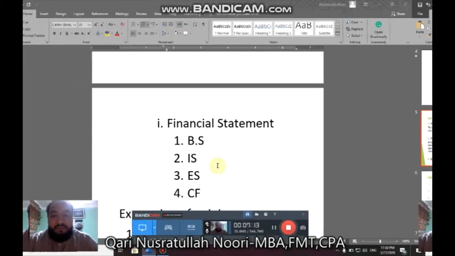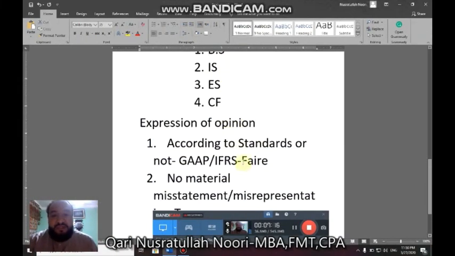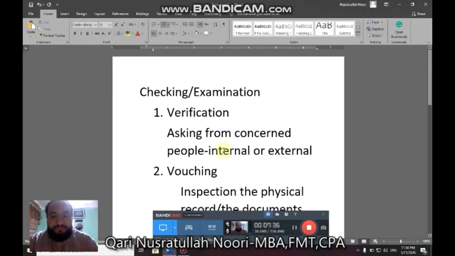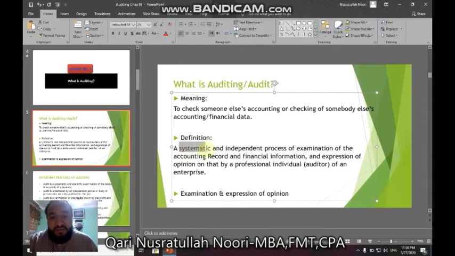I earlier mentioned that by expression of opinion we mean that the auditor will say whether the accounting record and financial information were fair and true or not. By fair we mean according to the standards. By true we mean that there is no material misstatement or misrepresentation. What does systematic mean here? Systematic means that this process of auditing should also be according to standards. So the auditing process has its own standards.